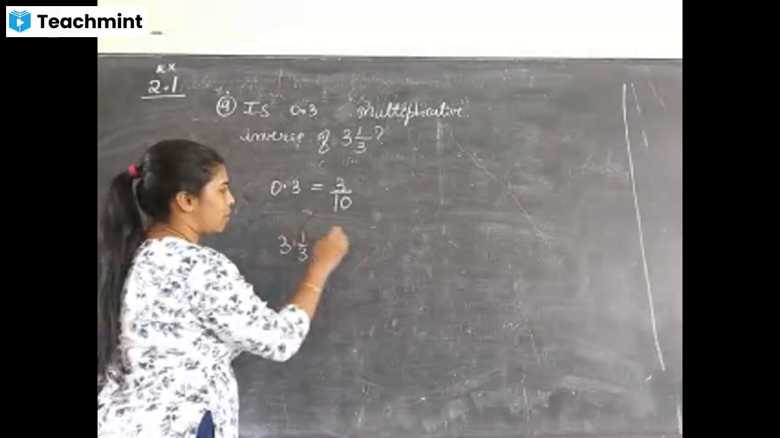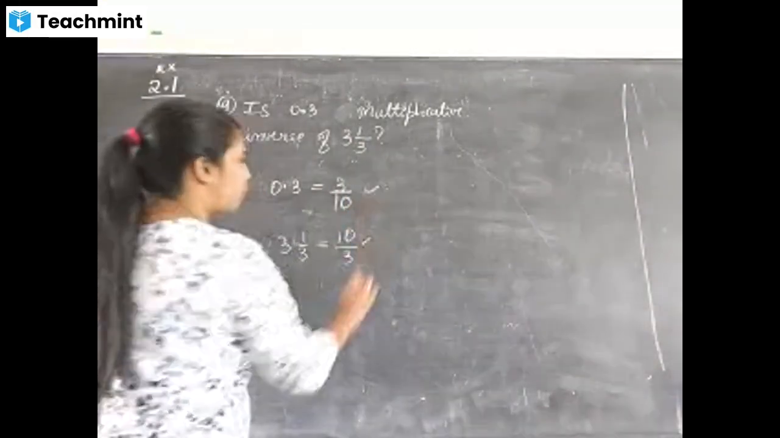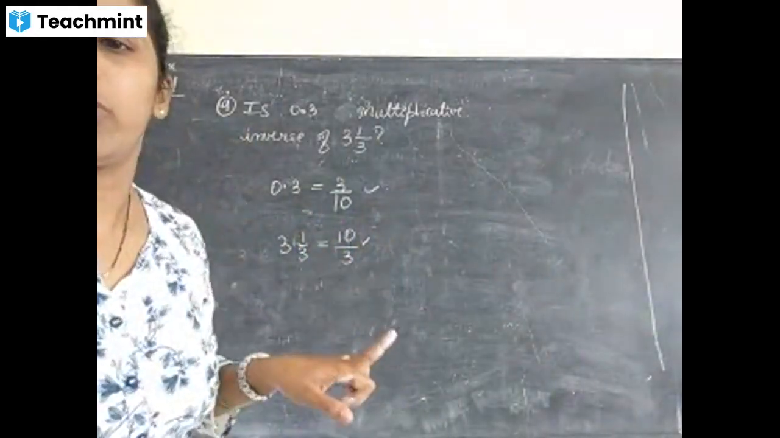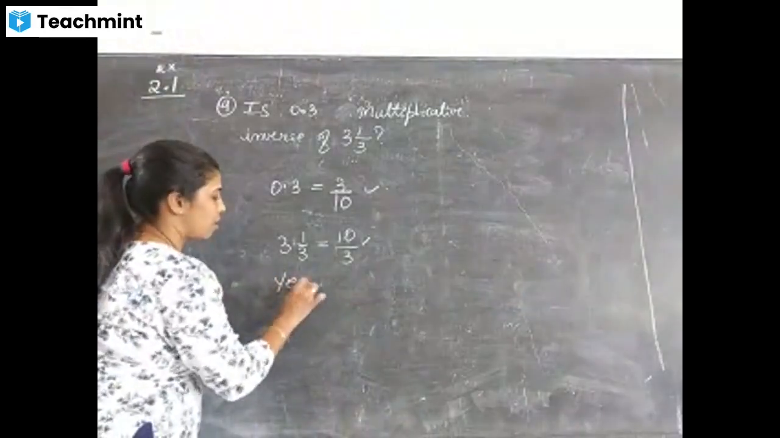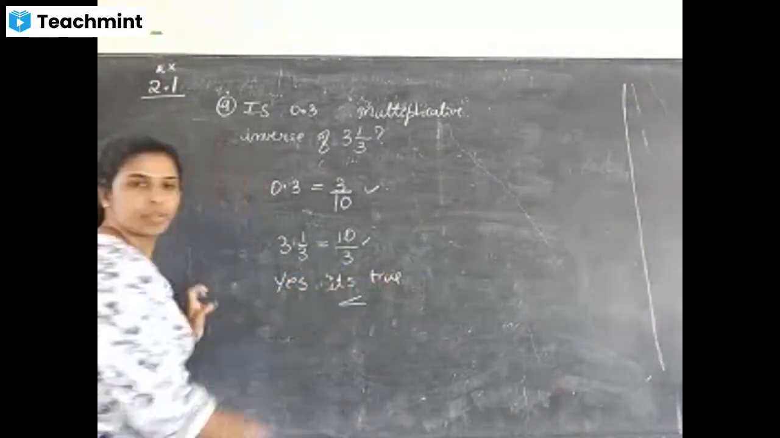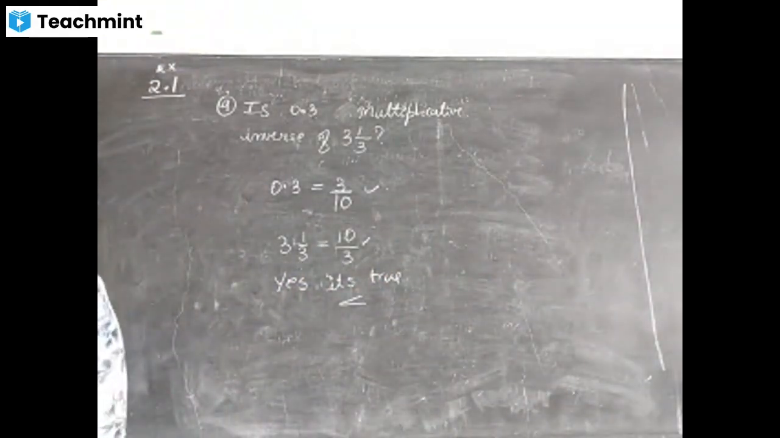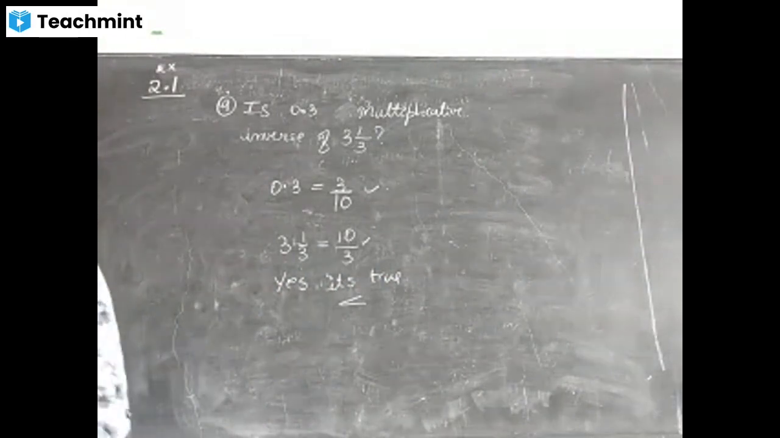3 threes are 9, 9 plus 1 is 10, divide by 3. Check this too. 3 by 10 and 10 by 3. So this is the multiplicative inverse, isn't it? Yes, it's true. They are proper, only the reciprocals are given. The reciprocal of 3 by 10 is 10 by 3. Then it is true. So up to 9 is over.